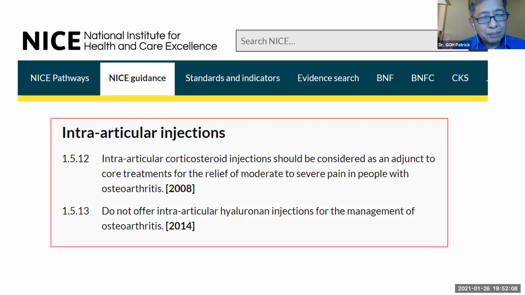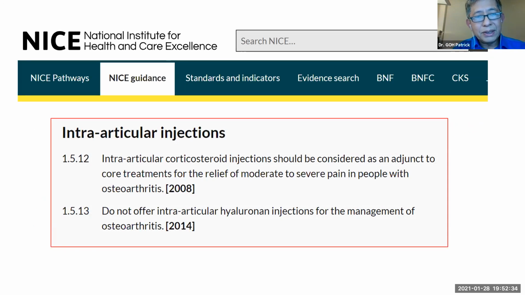Now, I just want to put on screen the NICE guidelines which address intra-articular injections, and here you can see them. Intra-articular corticosteroids should be considered as an adjunct to core treatments for the relief of moderate to severe pain in patients with osteoarthritis. And it says, do not offer intra-articular hyaluronan injections for the management of osteoarthritis, dated 2014.